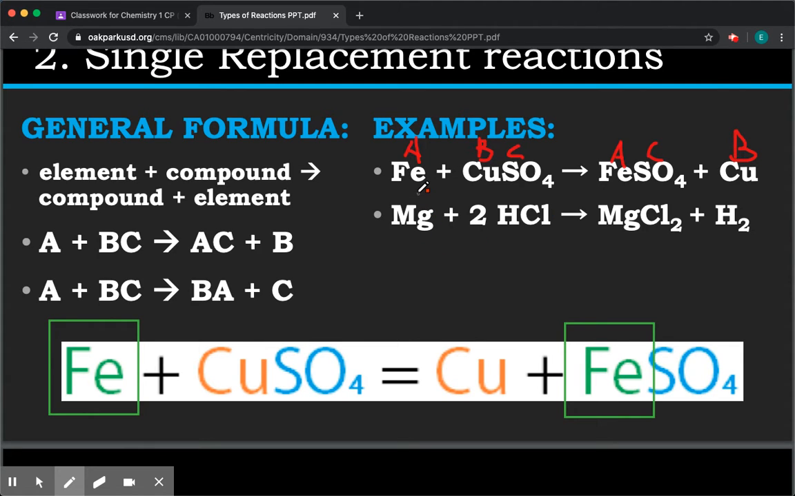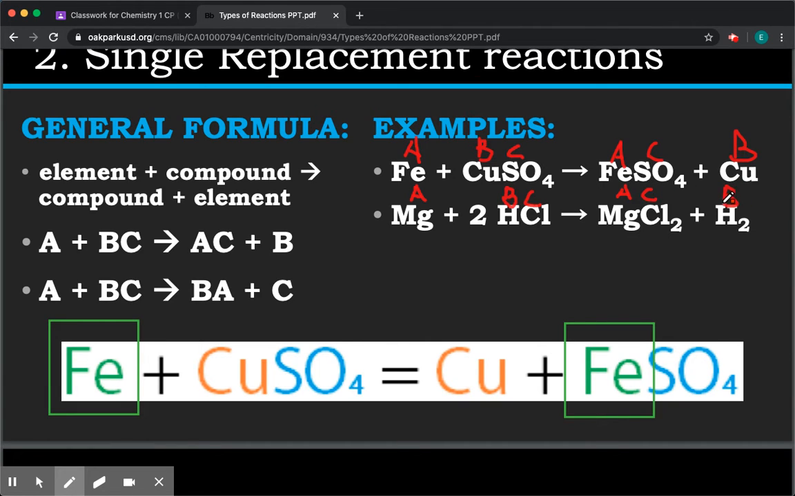Okay. And you can do the same thing here. Mercury, or that's not mercury. Mercury is Hg. Magnesium is your A. Let's make hydrogen B and the chlorine C. What's getting kicked out? What's getting kicked out is the hydrogen. So then now you have A attached to C, and you have B by itself.